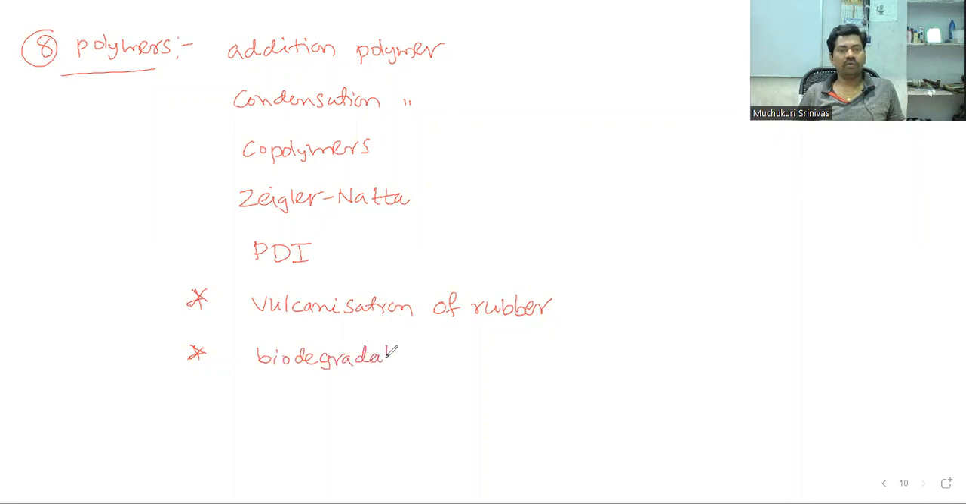This chapter is more important for 2 marks questions, biodegradable polymer. The next important one, what is PHBV? Polyhydroxybutyrate-co-beta-hydroxyvalerate. What is PHBV and what are its monomers? Enough from this chapter.